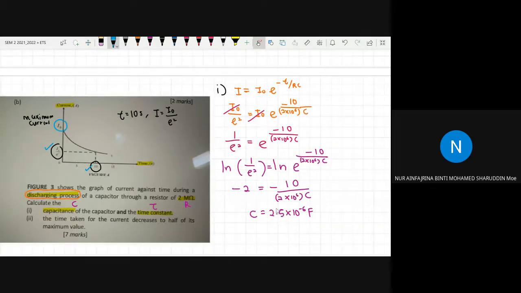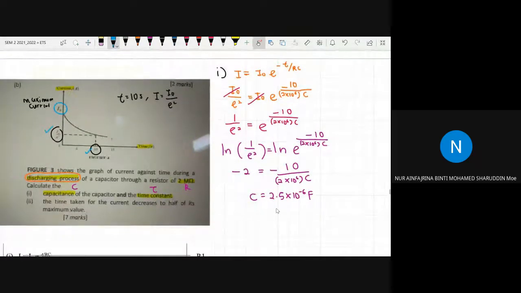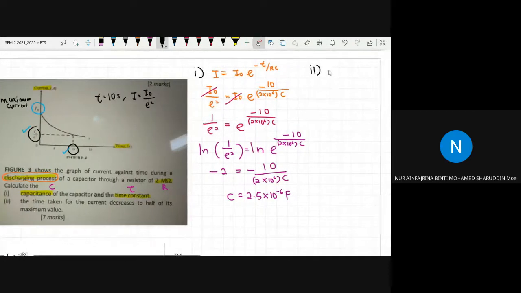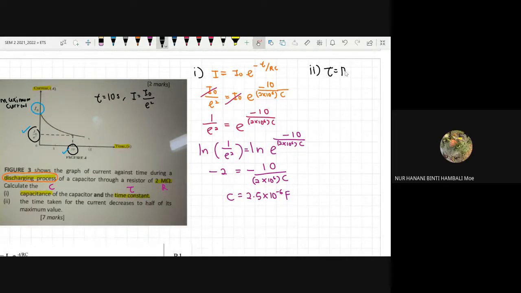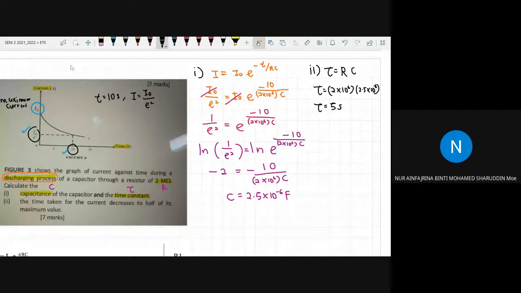Next is the time taken for the current. Oh, we must find the time constant again. For the time constant, which formula do we use? Tau equals RC. Our R is 2 times 10 to the power of 6, and our capacitance is 2.5 times 10 to the power of negative 6. Press the calculator and you will get a time constant of 5 seconds. This is actually number 1 only.